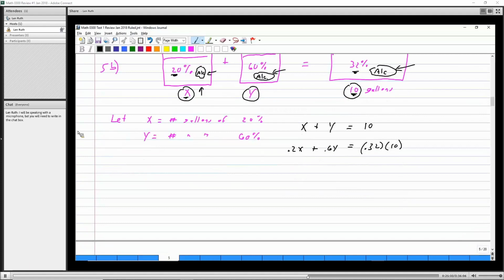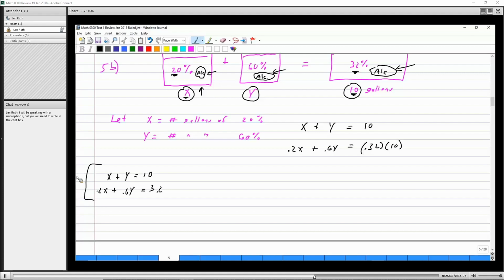So the system, cleaning it up slightly, is X plus Y equals 10. And then we have 0.2x plus 0.6y equals 3.2. So this is my linear system of two equations, two unknowns. I could use substitution, I could do addition elimination, I could maybe even try to do it graphically, though that'd be kind of hard. I'm going to do addition elimination.